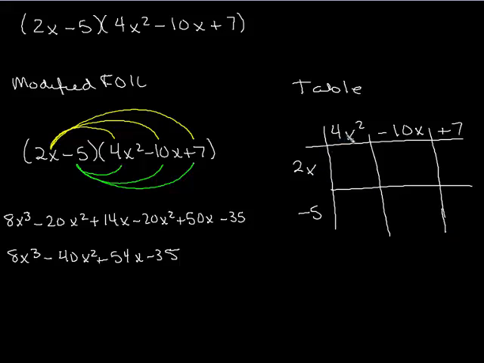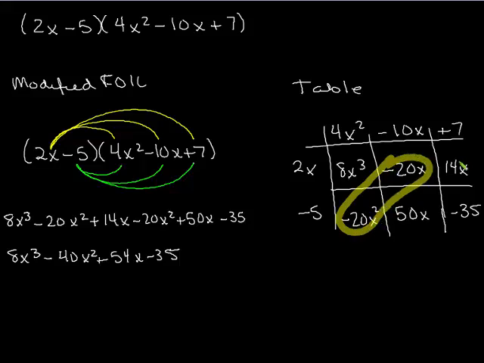I have 2x times 4x squared, which gives me 8x to the third. 2x times negative 10x gives me negative 20x squared. 2x times 7 gives me 14x. Negative 5 times 4x squared gives me negative 20x squared. Negative 5 times negative 10x is 50x. And negative 5 times 7 is negative 35. We're doing all of the same multiplication. It's just a different setup.